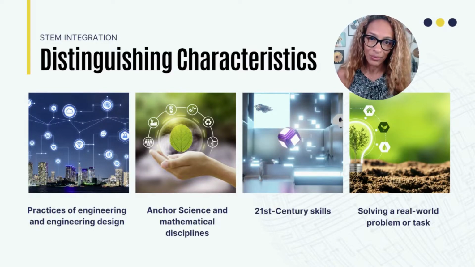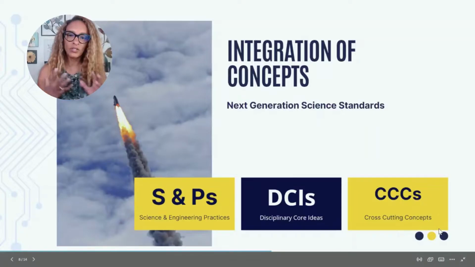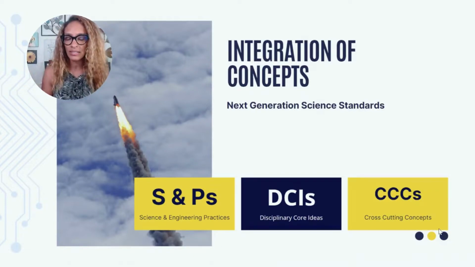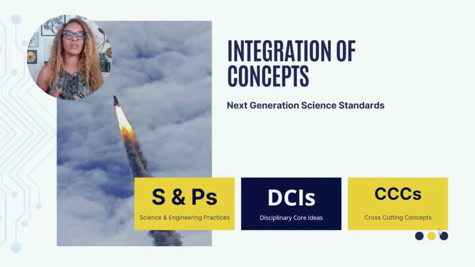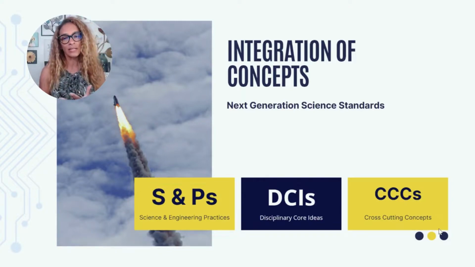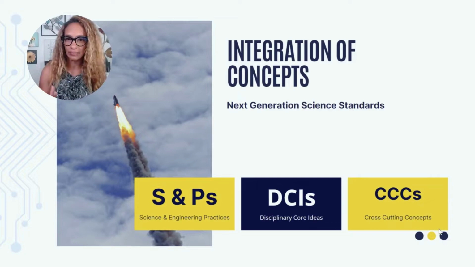So the next thing I want to touch on are the next generation science standards. I'm not going to go into full detail with the next generation science standards, but I want to touch on what the next generation science standards want students to know and what teachers need to help students learn. So the first thing are the science and engineering practices. The next are the disciplinary core ideas, and then the cross-cutting concept.